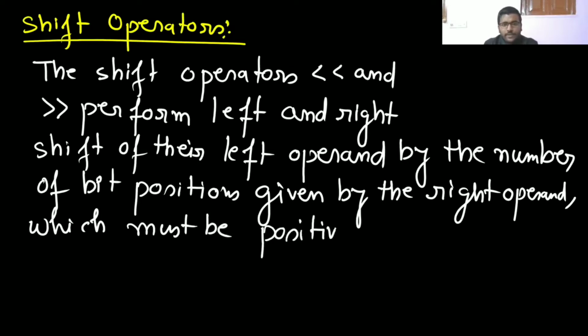So what I mean here is very important. The shift operators, that is left shift and right shift: this is going to perform left shift, this is going to perform right shift of their left operand. Whatever you give in the left operand, it is going to perform left shift or right shift by the number of bit positions given by the right operand, which must be positive. With an example, it will be more clear.